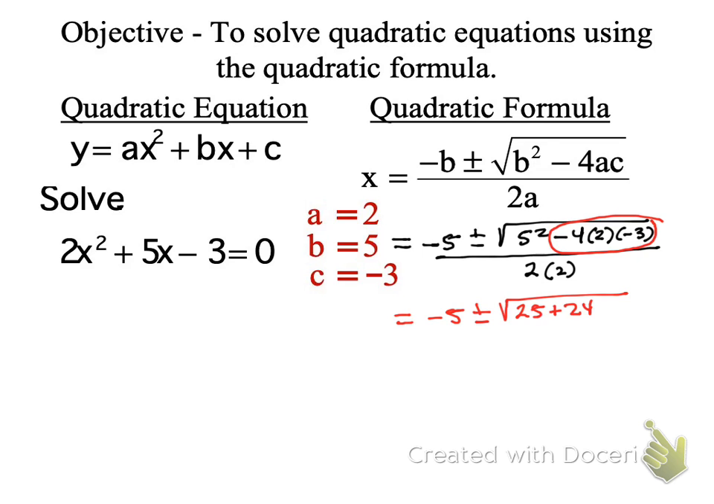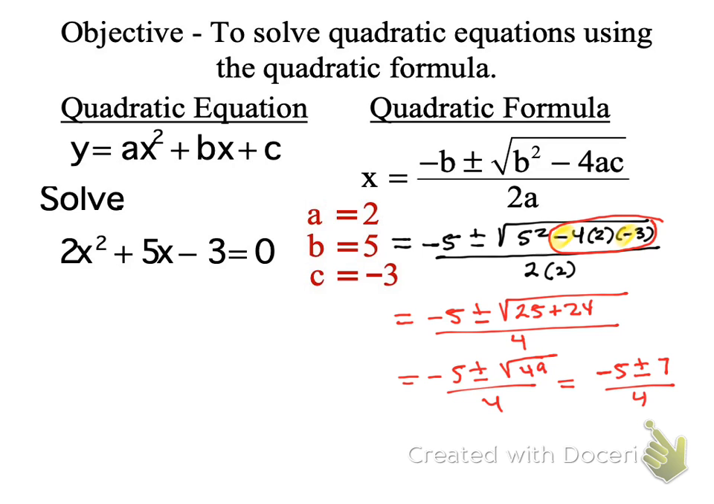Head in the game. Okay? Those 2 negatives are what a majority of people forget. If you have 2 negatives here, it makes a positive. Okay? All over 4. So now I've got negative 5 plus or minus the square root of 49 all over 4, which equals negative 5 plus or minus, what's the square root of 49?